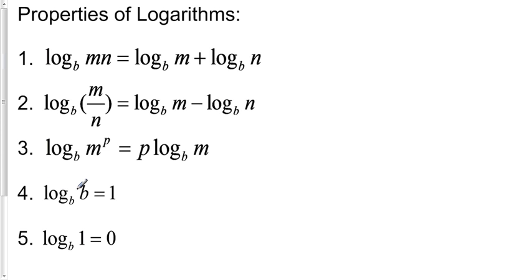4 and 5, these kind of make sense if you think about these logs in exponential form. The log base b of b equals 1, so if your base and this part match, you're going to get 1 because b to the first power equals b. And number 5 also makes sense if you think about it in exponential form. The log base b of 1 always equals 0, no matter what your base is, and that's because a base to the 0 power always equals 1.